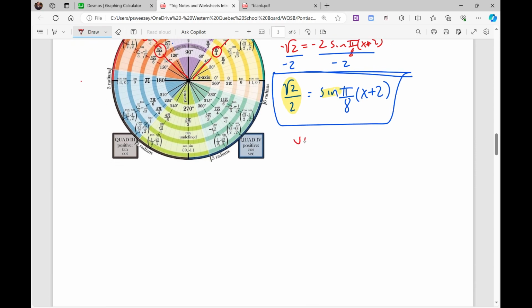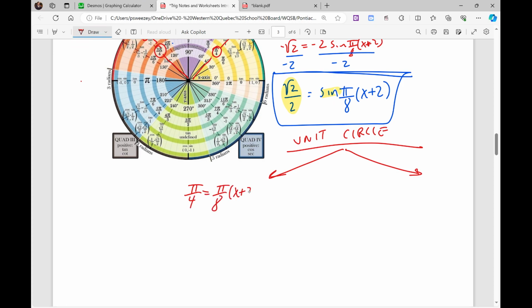So for the unit circle version of this, we are essentially looking for all the sine values of square root of 2 over 2 on the unit circle, so anything that was labeled as such. From there, we can write it out and split it off. So one answer is pi over 4 is equal to pi over 8, x plus 2. And the other one is 3 pi over 4 is equal to pi over 8.